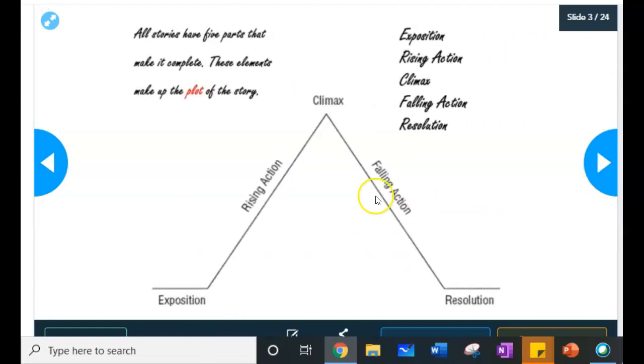So the first thing that we need to know is that all stories have these 5 parts that make it a complete story. And if it's missing any of these elements, it's really not a complete story. Okay? These make up the plot. So again, it's exposition, rising action, climax, falling action, and resolution. Okay, and they're listed here in order.